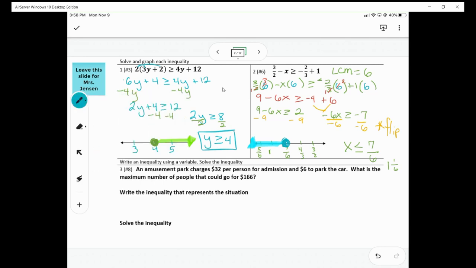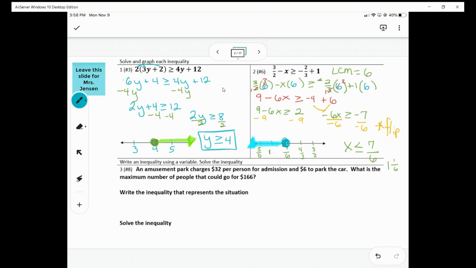And number 3, which is number 8 on your homework. An amusement park charges $32 per person for admission and $6 to park your car. What's the maximum number of people that could go for $166? And this is assuming that we're taking one car, so that fee to park our car is a one-time fee.